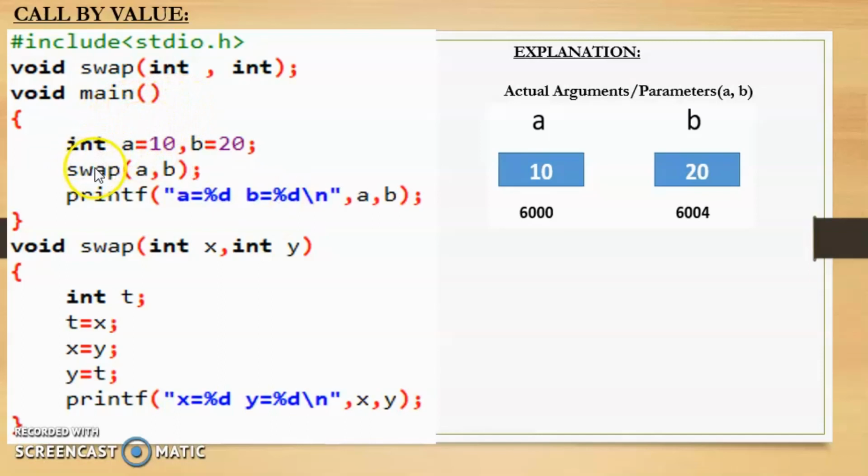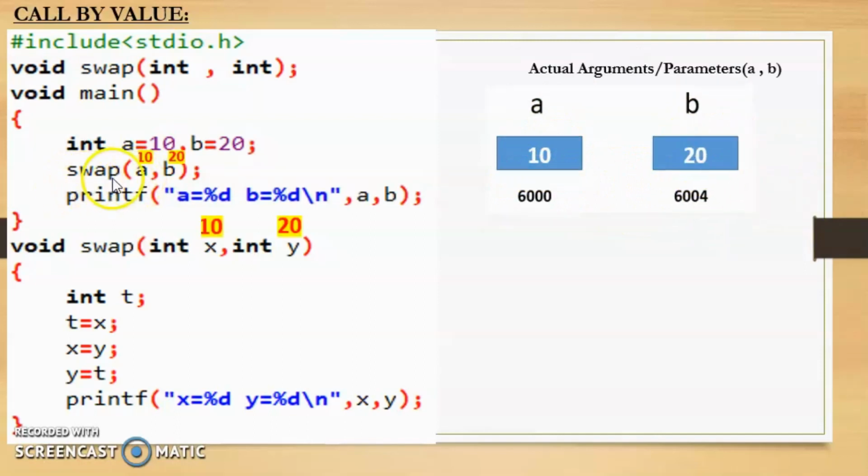We have declared two integer variables a and b. A is assigned the value 10 and b is assigned the value 20. Now whenever we declare any variable, it will be stored in the memory at a particular address. Say A is stored at address 6000 and B is stored at address 6004. And we have assigned this value 10 to A and value 20 to B.